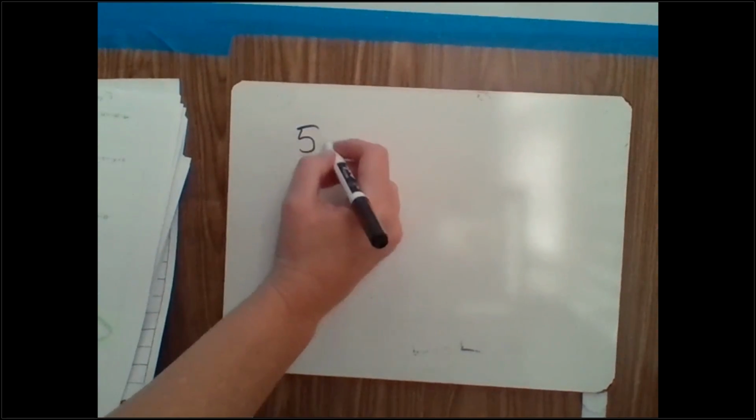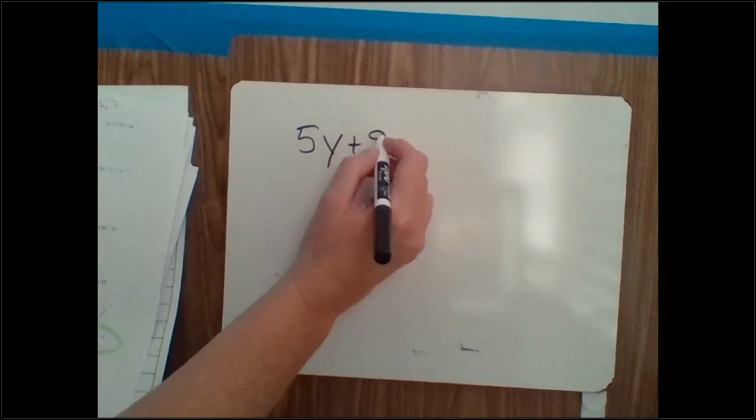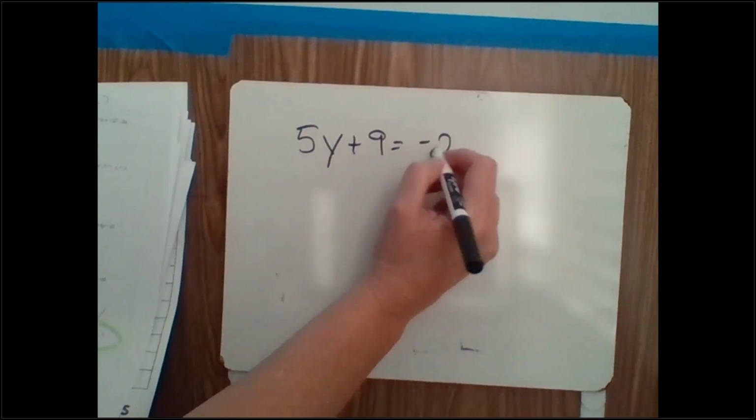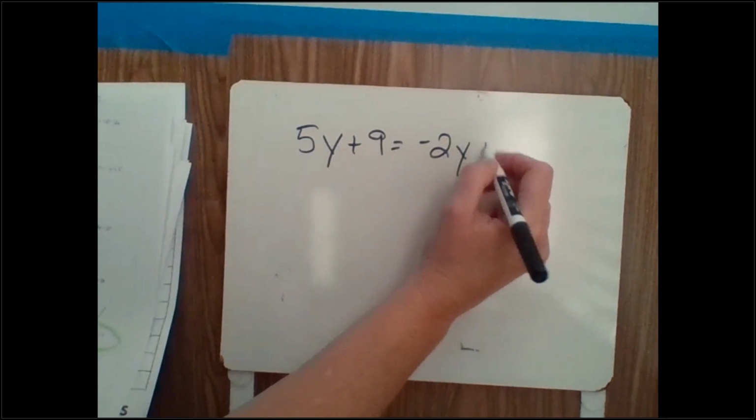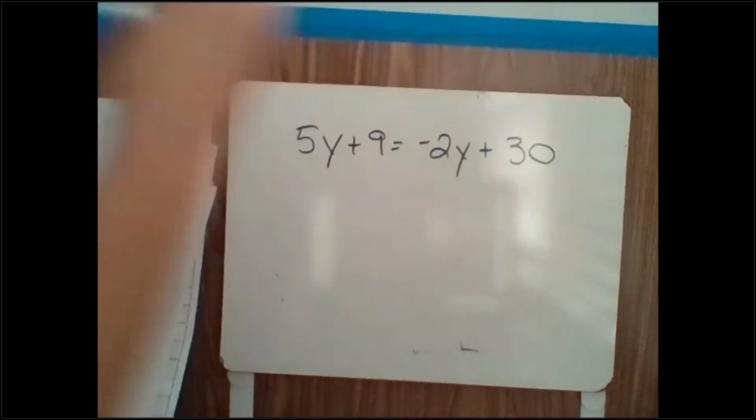One more similar to that. It's going to be 5y plus 9 equals negative 2y plus 30.